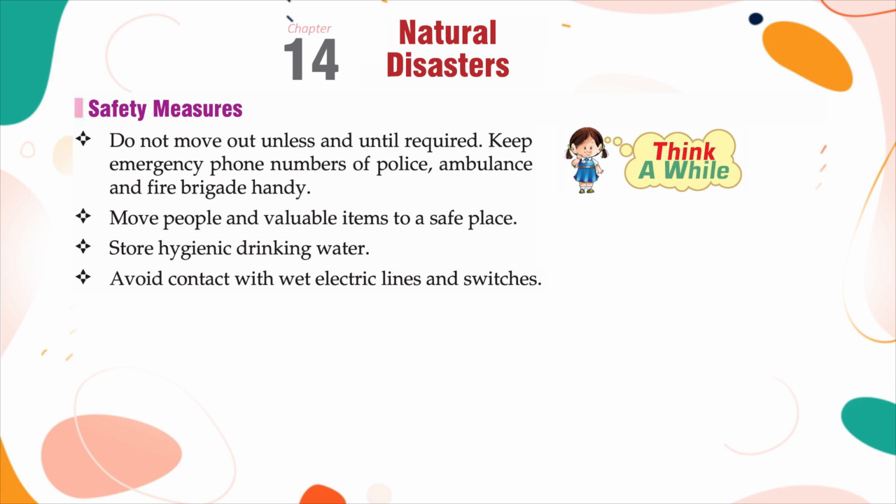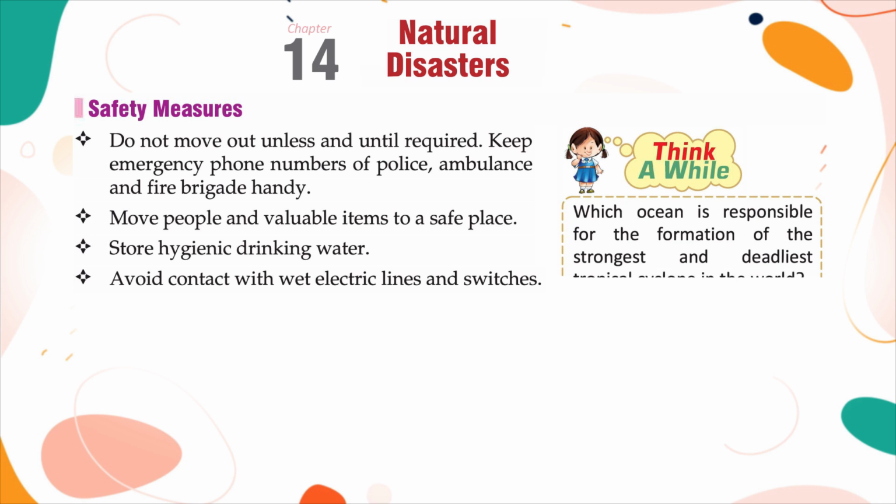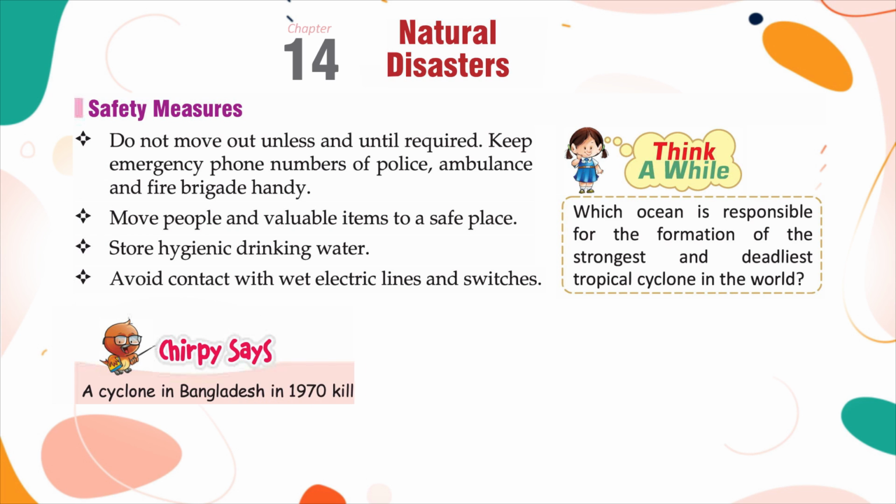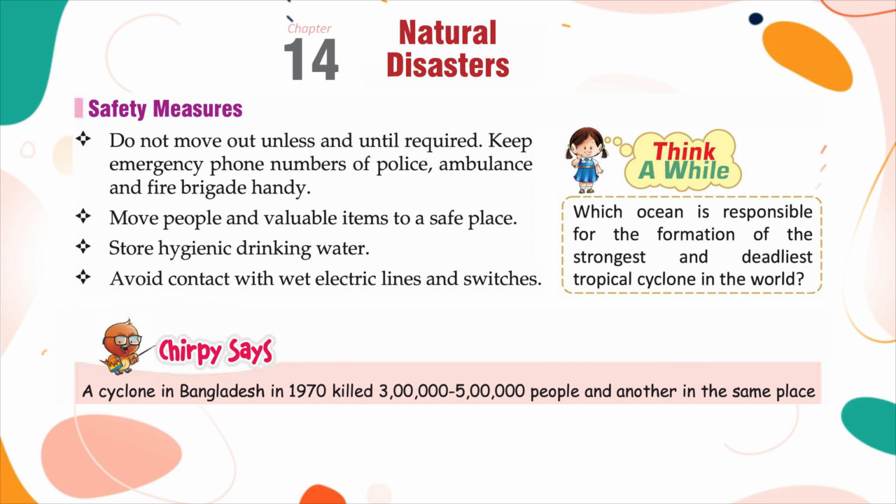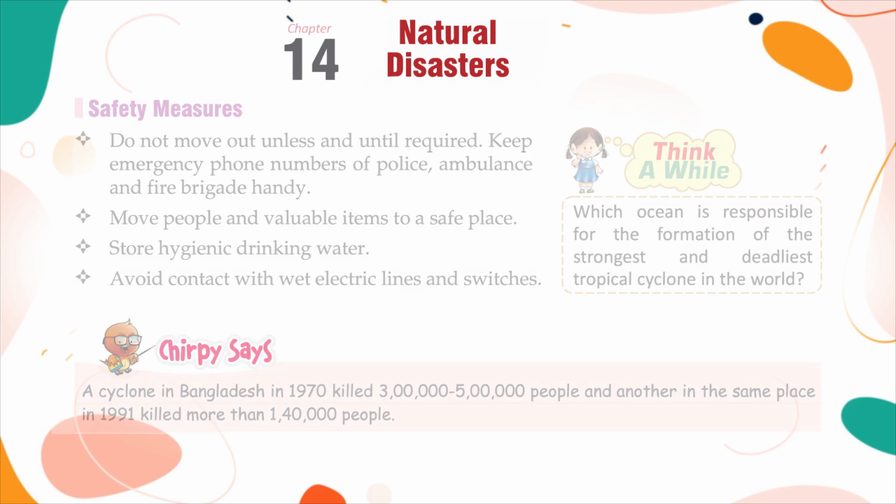Think a while. Which ocean is responsible for the formation of the strongest and deadliest tropical cyclone in the world? Chirpy says, a cyclone in Bangladesh in 1970 killed 3 lakh to 5 lakh people, and another in the same place in 1991 killed more than 1,40,000 people.